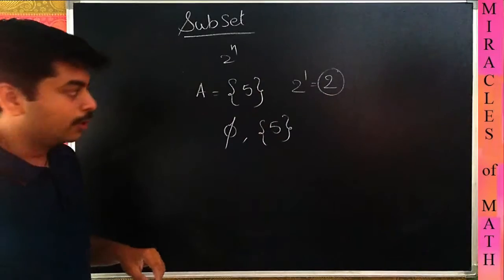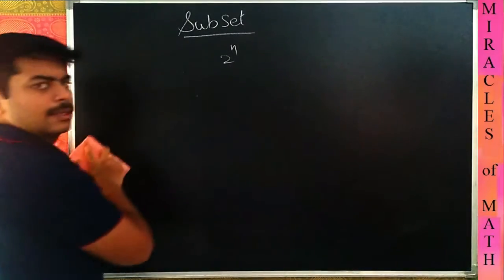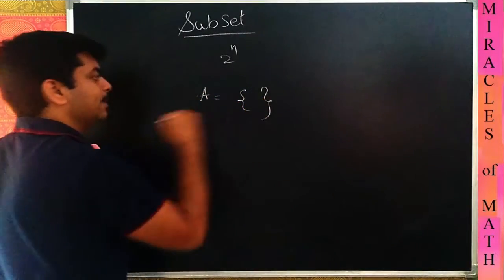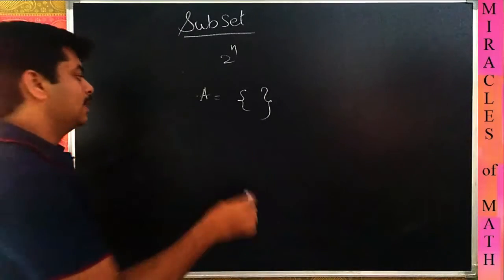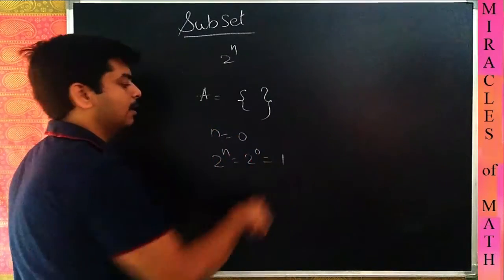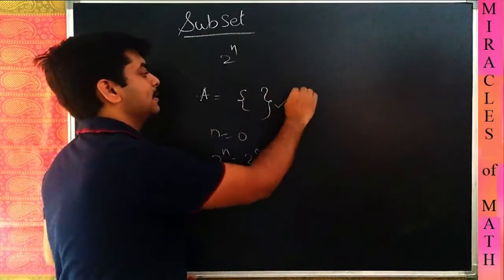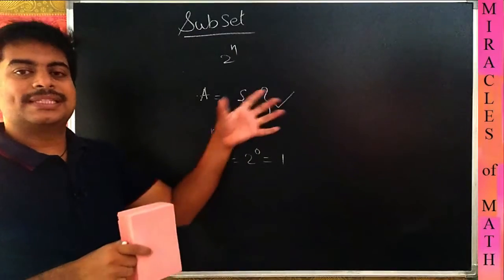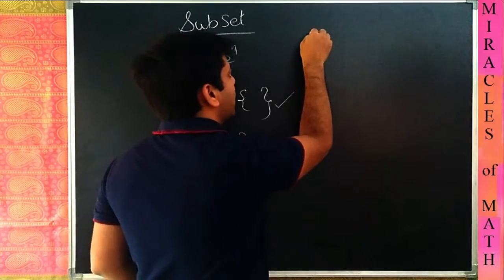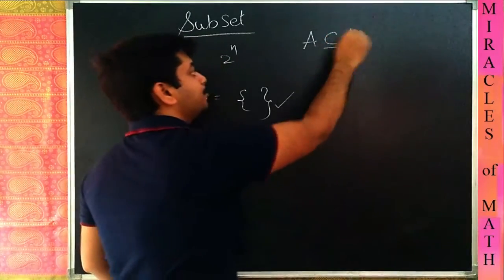Okay, what if we have no elements? What is the meaning of no elements? A is equal to just the empty bracket. How many elements are there here? 0. n equal to 0. So what is 2 power n? It is 2 power 0. That is 1. What is that one subset? It is the same set itself. I told you, even the same set will be a subset of itself. That is one property actually. Every set is a subset of itself.